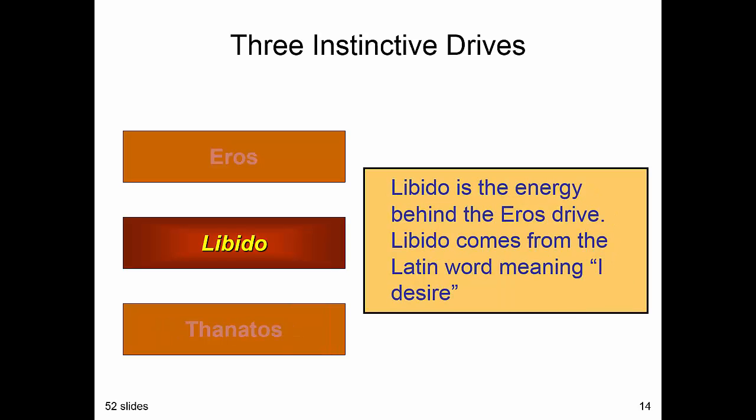Libido is the energy behind the eros. It is not a drive of itself, but the energy behind the drive. Libido comes from the Latin word meaning I desire. It is a reservoir of energy that continuously ebbs and flows. It's like the water behind a dam. The higher the water is above the turbines in the dam, the more energy there is to drive the turbines and create electricity. In the same way, the more energy there is stored in your libido, the more you are driven to find a release. At some point, it must be released. It is the eros which uses that energy and releases it.